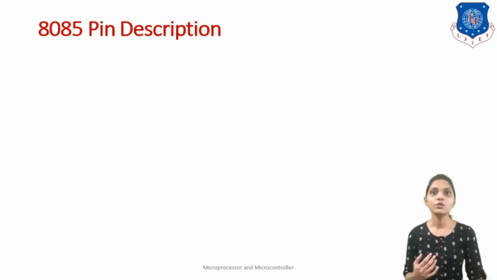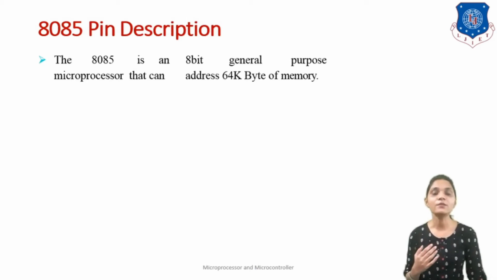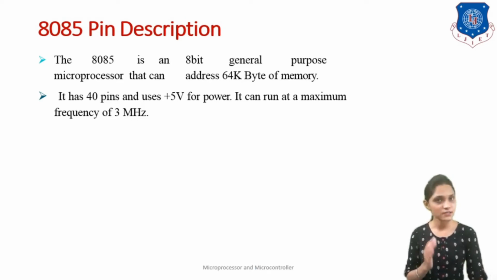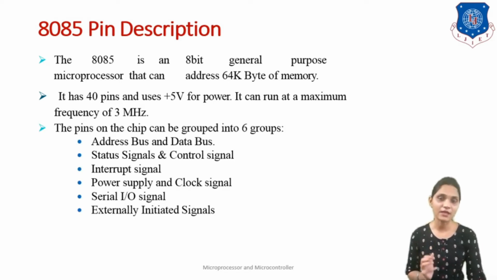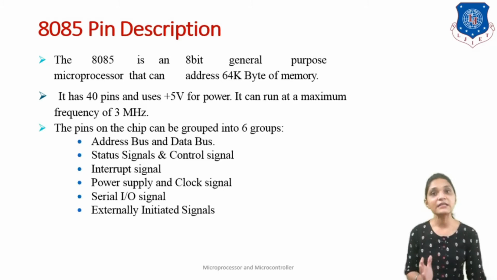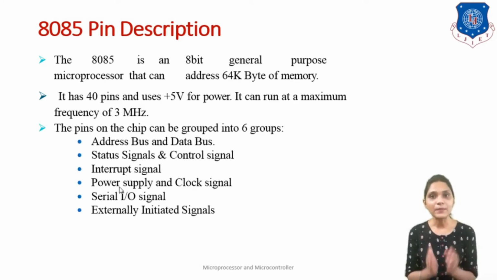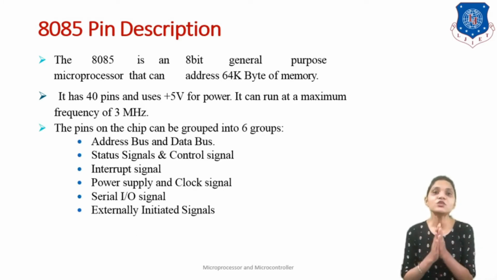I have written over it the number of each pin. This 8085 is an 8-bit general purpose microprocessor, and it can address 64 kilobytes of memory, which we have already seen in the features. It is a 40 pin DIP structure, uses 5 volts for power supply, and can run at a maximum of 3 megahertz frequency.